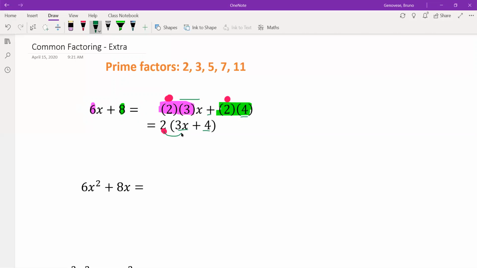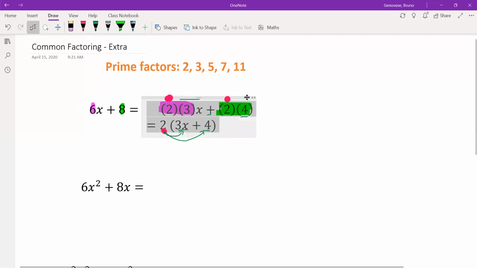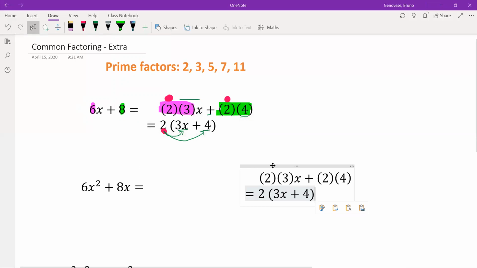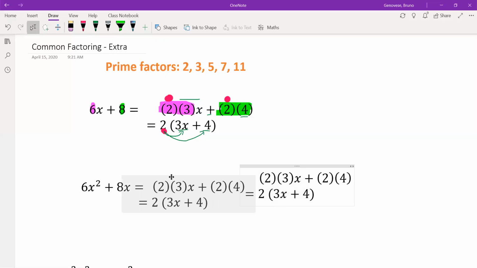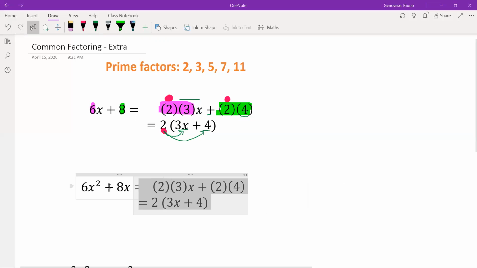As a double check, distributive property would mean take the 2, multiply by the 3x, which is what we have. Take the 2, multiplied by the positive 4, which is what we have. So here's your common factoring. If we make it a little bit more interesting up at the top here, then what we can see is that we're essentially going to have the same thing, except a little bit more complex, because now we have x squared in here.